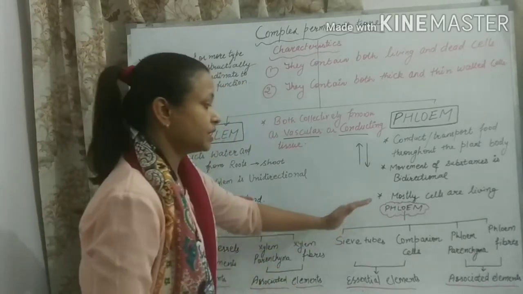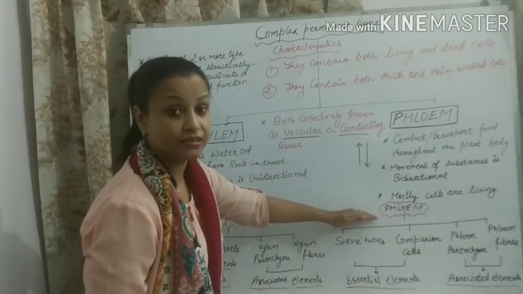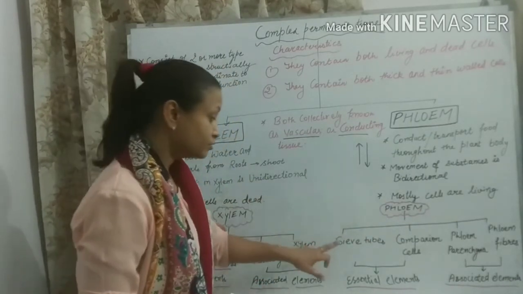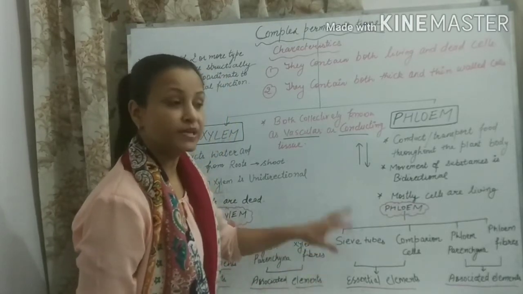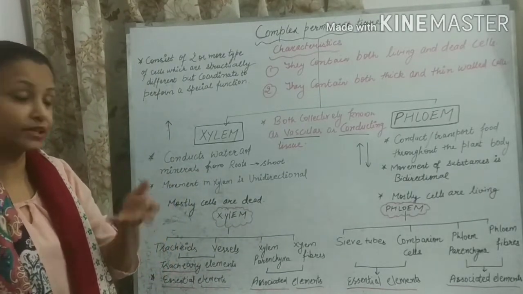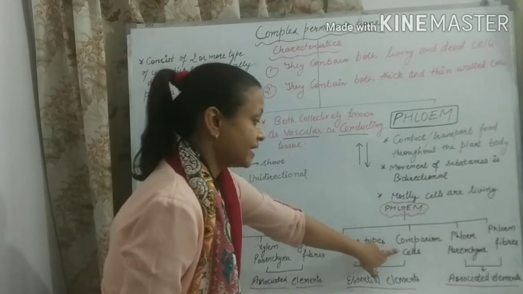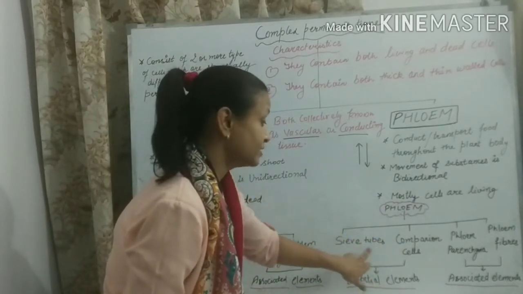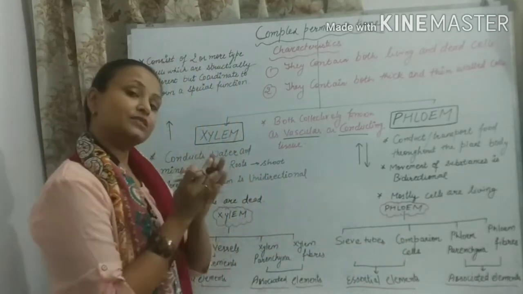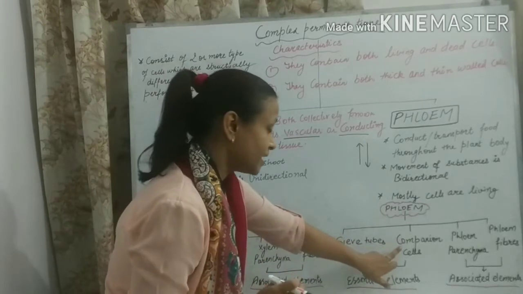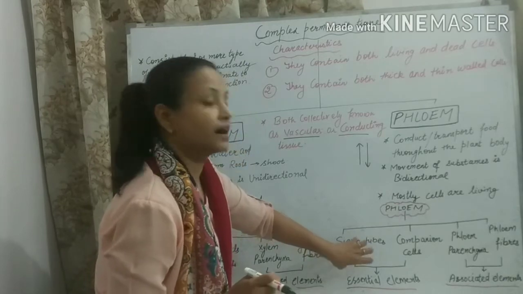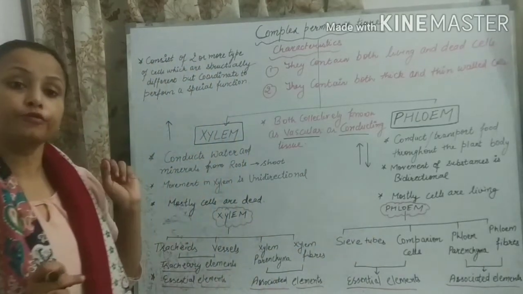First come to the phloem. What kinds of cells are present in phloem tissue? Phloem also has four different kinds of cells. The first is the sieve tube. Sieve, as the name indicates, means a strainer, with which we filter something. So sieve tubes and companion cells are best friends of each other. They work together. Sieve tubes and companion cells are the essential elements of phloem because they are generally involved in the conduction of food.